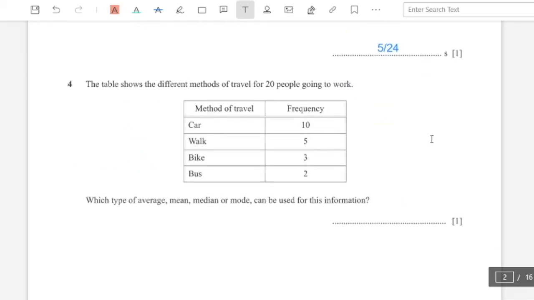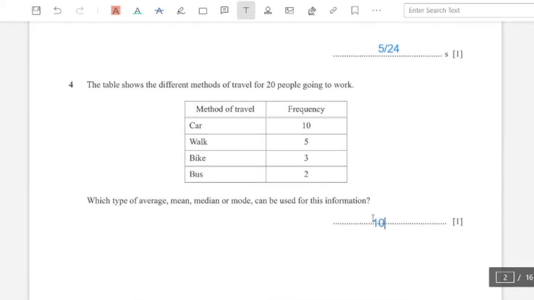Question number 4. The table shows different methods of travel for 20 people going to work. Which type of average, mean, median, or mode can be used for this information? Well, mode over here will give us the most accurate answer. So we'll go with mode, which is 10.